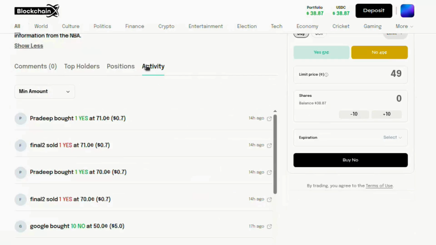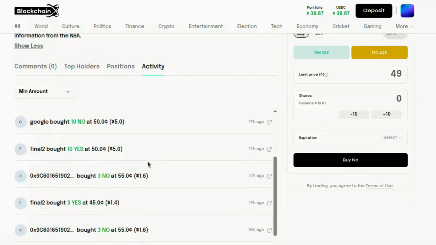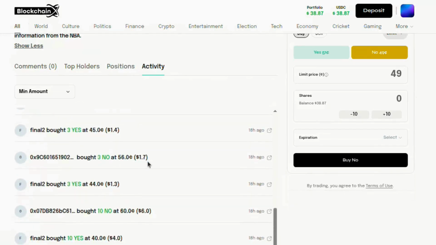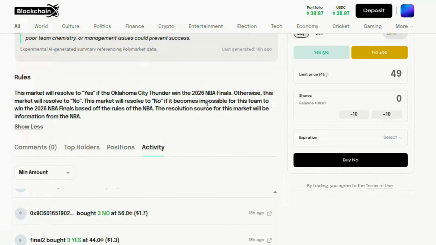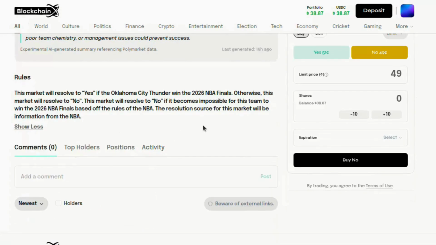Now, let's check the activity section. All market activities, including buy and sell transactions, are recorded here. Users can monitor recent trades and overall market movement through this section. This provides complete transparency of trading activity within the market.